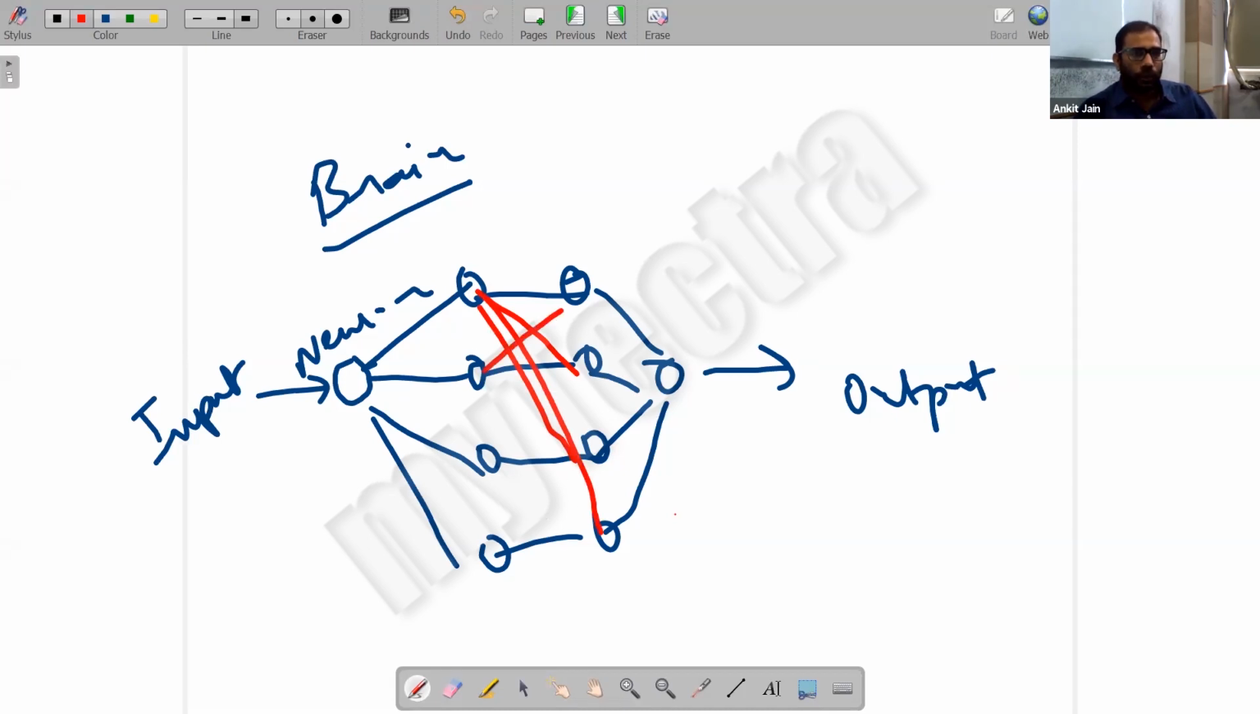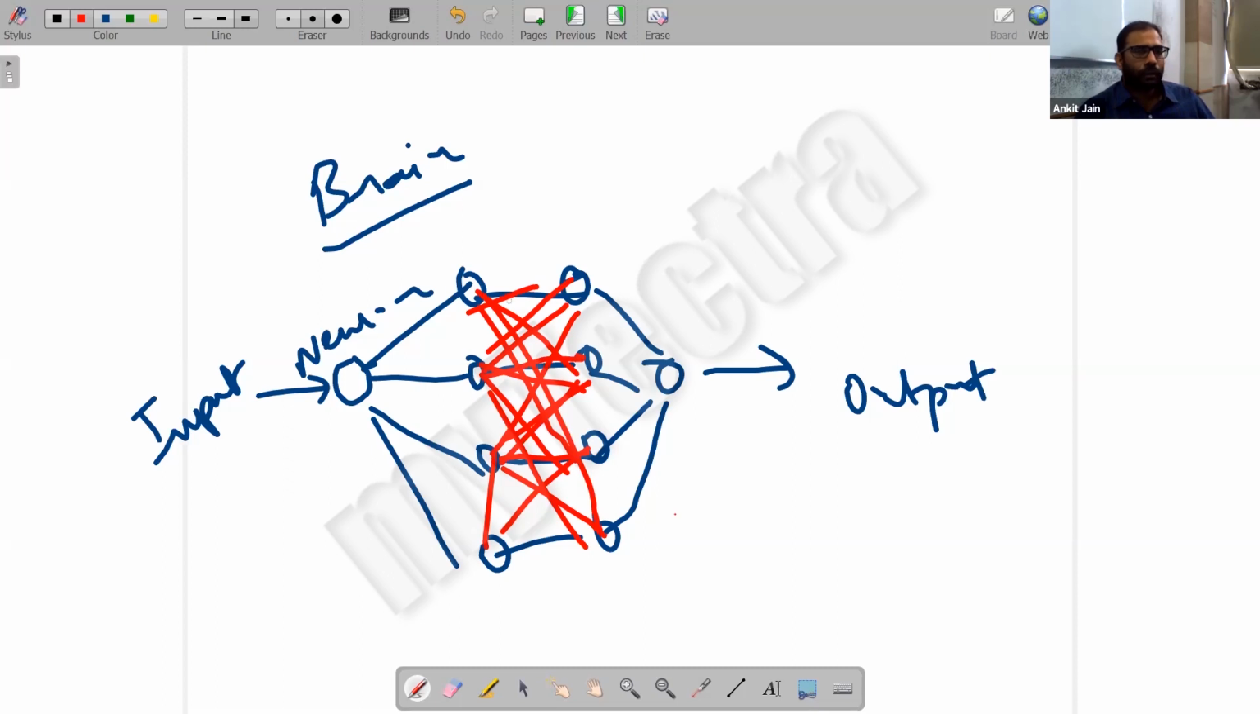Okay, this neuron is similarly communicating with each neuron. This neuron is also communicating with each neuron. This neuron is also communicating with. Can you see the complexity here?